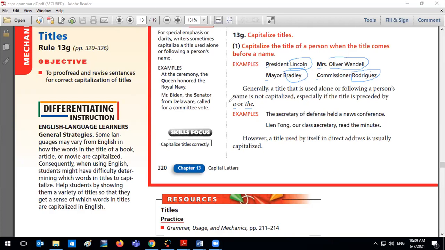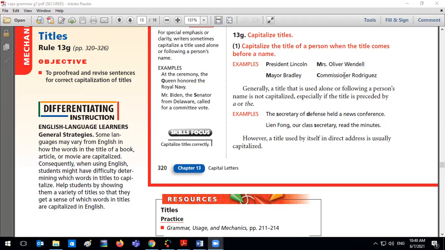So here, the Secretary of Defense. The words Secretary of Defense we're referring to here are a title. However, we're not capitalizing it because we're using it after the article the. Lin Fong, our class secretary. This is after a possessive, and we're going to discuss that in a second.